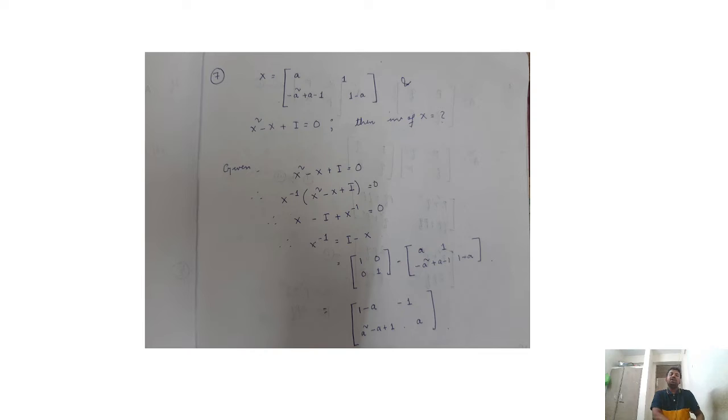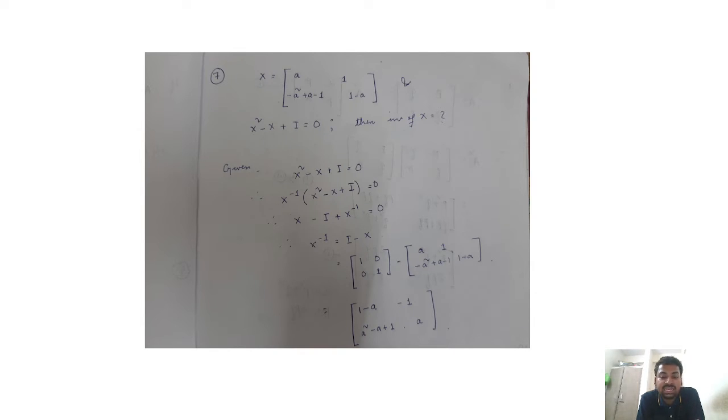So what we do is multiply X inverse on both sides. Obviously 0 into something is 0, so it will be 0 in spite of anything. So you multiply X inverse with this. X inverse into X square will give us X. X inverse into X will give us I, and X inverse into the identity matrix will give us X inverse. So ultimately we have this equation: X minus identity matrix plus X inverse is equal to 0. Or in other words, X inverse is equal to identity matrix minus X.